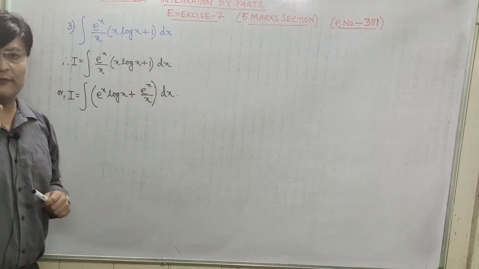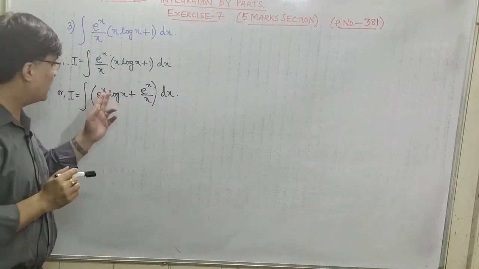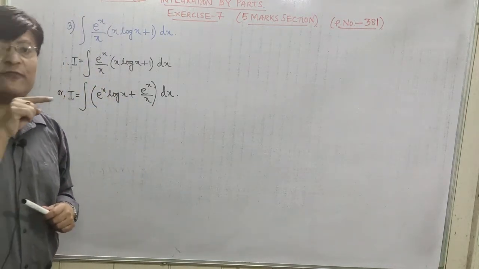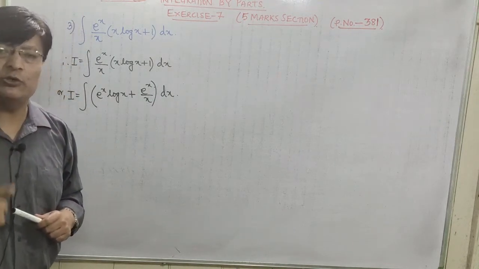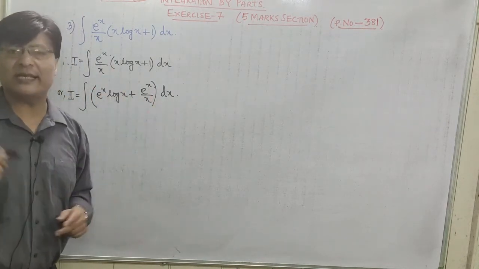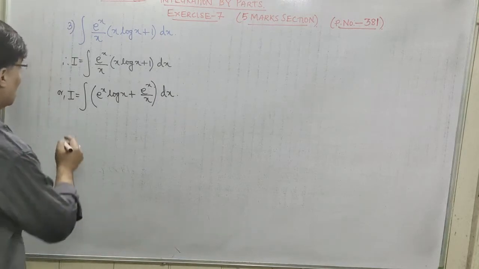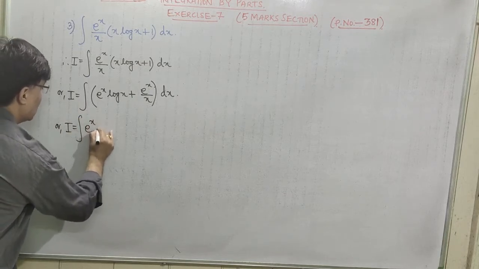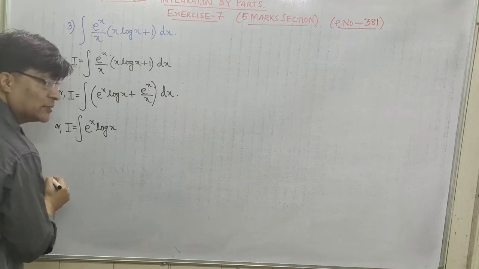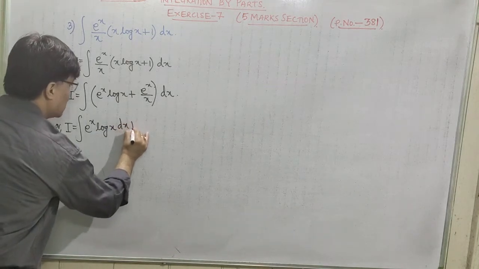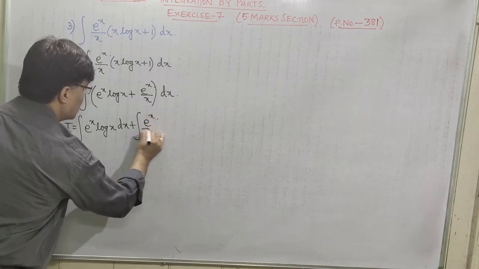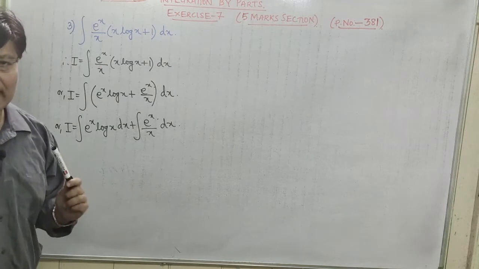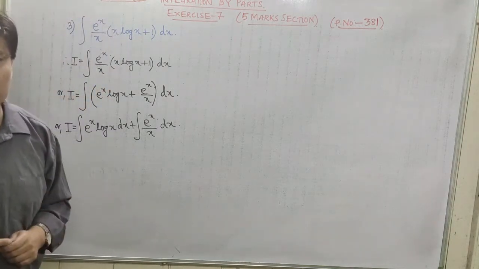So let us separate the term first. So now, since differentiation of the first function is the second function, you have to use integration by parts for the first function only, but you cannot use integration by parts for the second function. Is that clear? So let us separate the term now. Or I is equal to integration of e to the power x log x, then dx, plus integration of e to the power x upon x, then what do we write? dx. Is that clear to all of you? I think you have understood it.